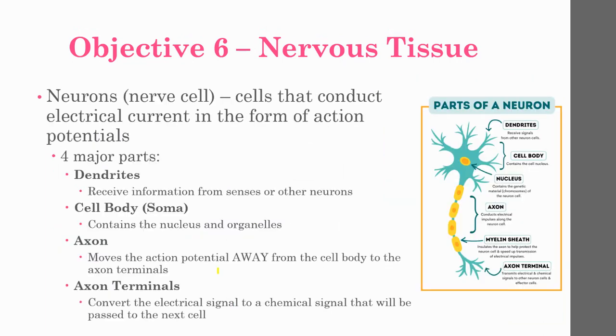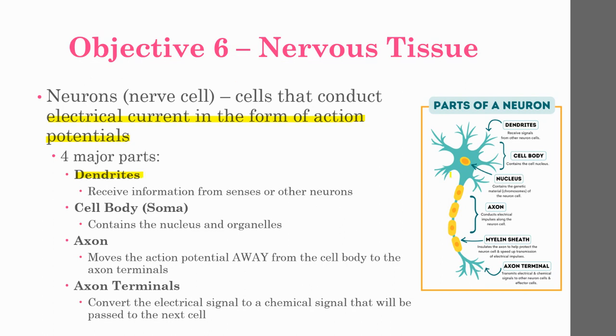And so we are going to spend a little bit of time with neurons because they're a very special cell and they do a very special job. These neurons are going to conduct electrical current in the form of action potentials. And when we get to the nervous system, we're going to learn about those in great detail and exactly what takes place. But for now, we just need to focus on 4 parts of the neuron.